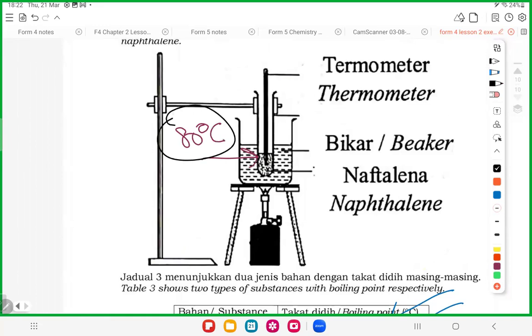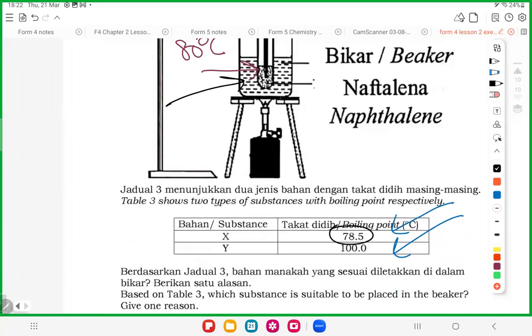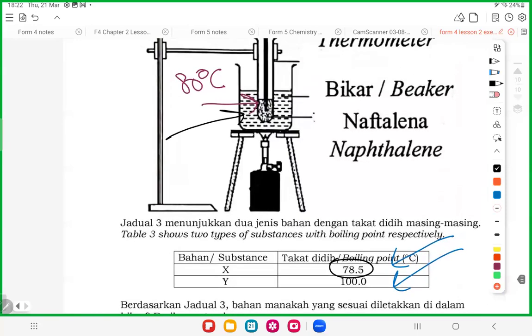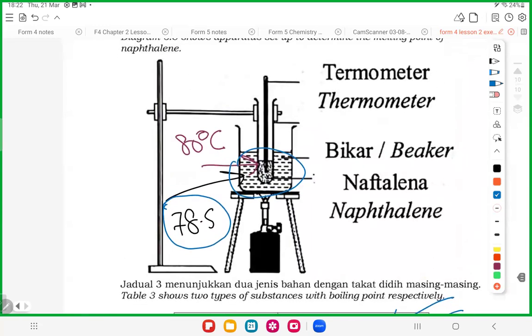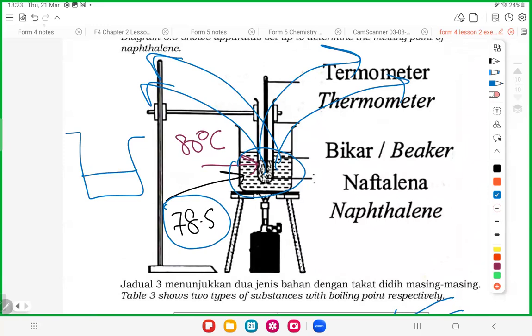So when you want to heat until 80 degrees Celsius, this liquid that you put inside here, can it be 78.5? Yes or no? Cannot, am I right? Why? Because if this liquid's boiling point is 78.5, which means what? When you heat until 78.5, all the liquid boils. When the liquid boils, it becomes gas. Gas runs away, runs away. So when the liquid becomes gas, the liquid becomes lesser and lesser. The liquid will dry out.